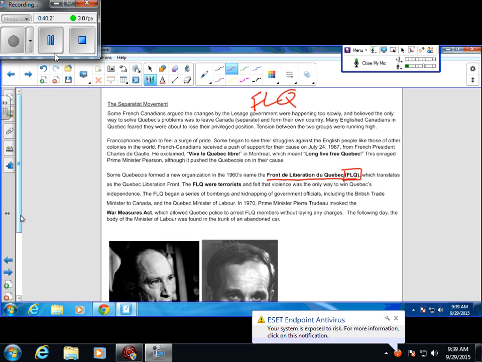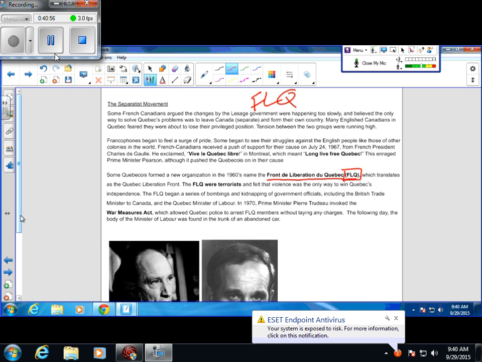Basically, Quebec and French-speaking Canadian citizens really wanted change. They wanted change to happen now, as quickly as possible. Even though Jean Lesage, the Premier of Quebec, was working on this change, it wasn't happening quickly enough to please the French-speaking citizens in Quebec. There were still a lot of tensions between the English and the French, and they still wanted to separate from Canada.